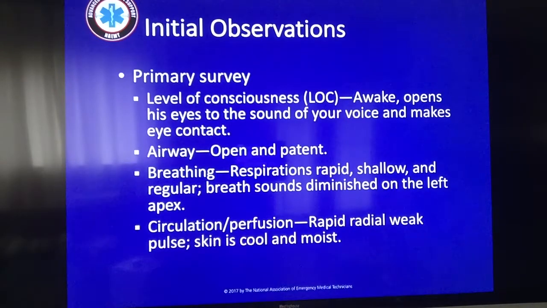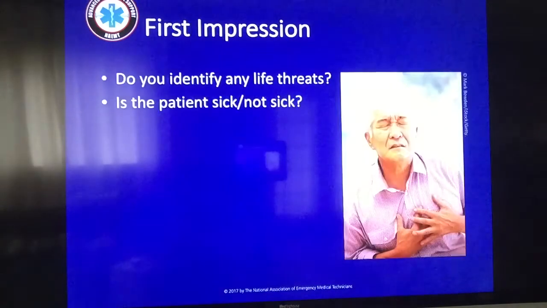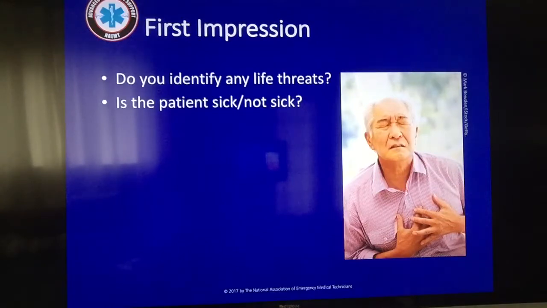So now it doesn't really show us what we're looking at, but at least we get an idea of airway, breathing, and circulation. Does he have any life threats, and is the patient sick? Potentially the person is sick, and there's a spectrum of what people would consider sick or not sick. Let's just move through the case as we can.